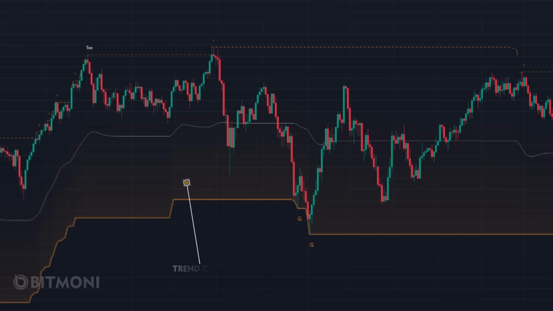First, we have the trend channel. At the top of the channel, we have the upper band, and at the bottom, we have the lower band. At the center, we have the middle line. These bands serve as key reference points for analyzing price movements.